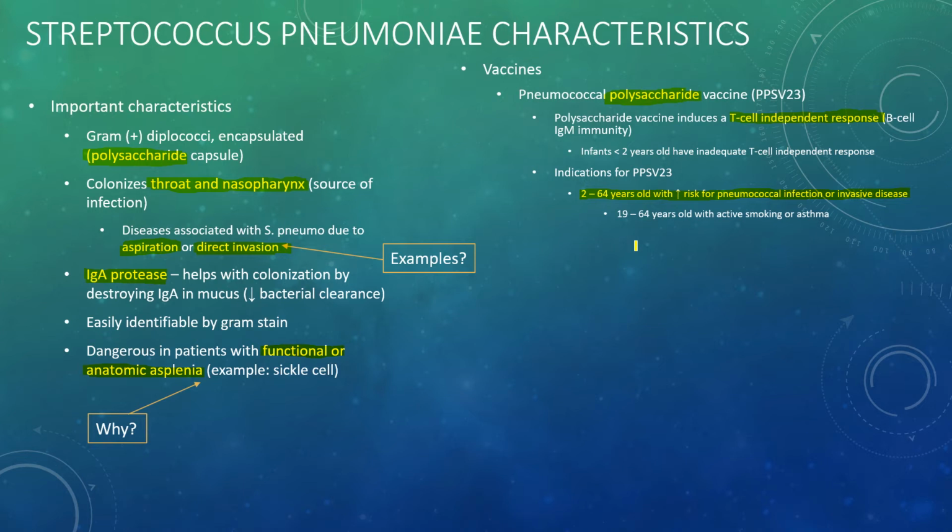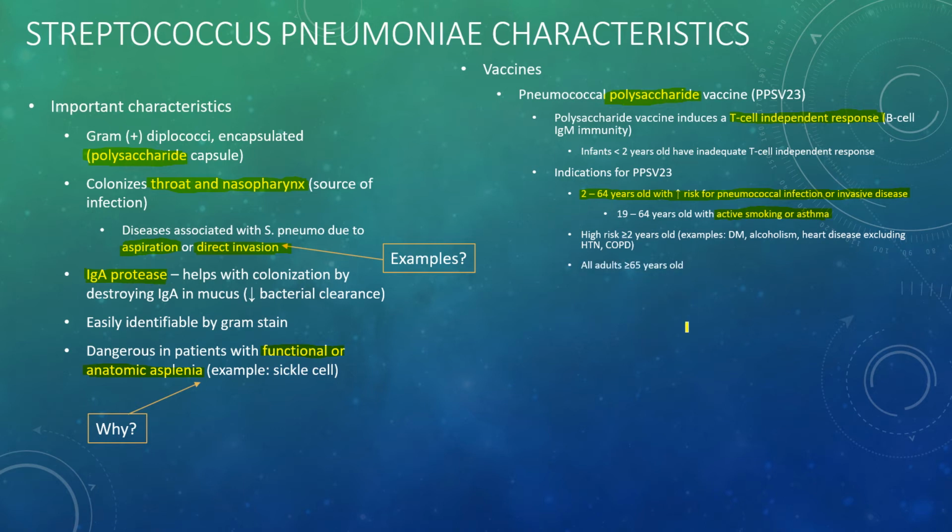Alright, examples are 19 to 64 years old with active smoking or asthma. So a patient is 19 or older, smokes or has asthma, they need the PPSV23. If you have a high-risk condition older than 2 years old, some examples are diabetes mellitus, alcoholism, heart disease, not including hypertension, COPD. So anything that increases the risk, even immunocompromised, of pneumococcal infection is an indication for PPSV23.